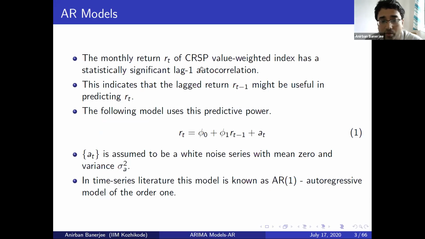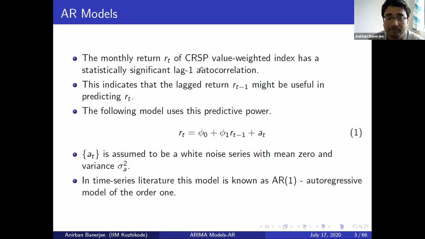Where we have phi 1 RT minus 1, there may be phi 2 RT minus 2, phi 3 RT minus 3, so on and so forth. In that case, what is the order of that model? The highest lag you have. Where the highest lag you have is 1, so this is an AR1 model. As you go on further, you can have AR2, AR3 models as well.